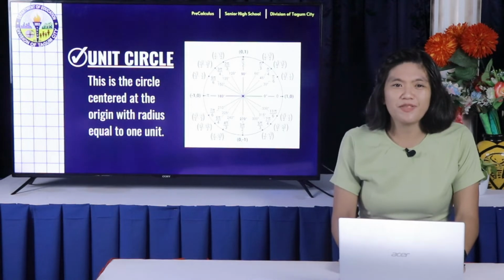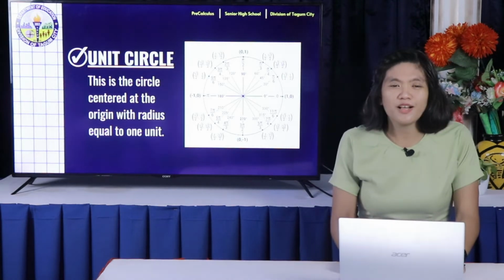Radian measure is based upon the circumference of the unit circle. The circumference of the unit circle is 2 pi r, where r is equal to 1. So, a full revolution or 360 degrees is equal to 2 pi radians. Half a rotation or 180 degrees is equal to pi radians.